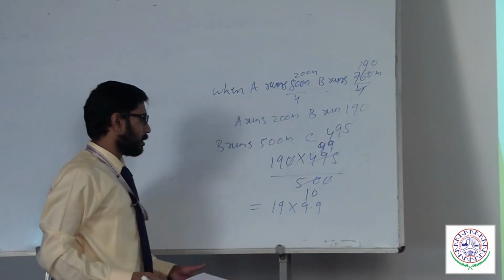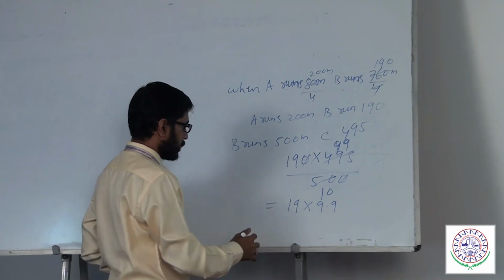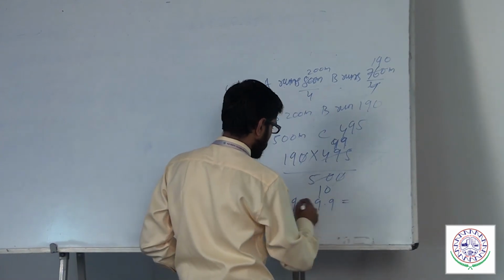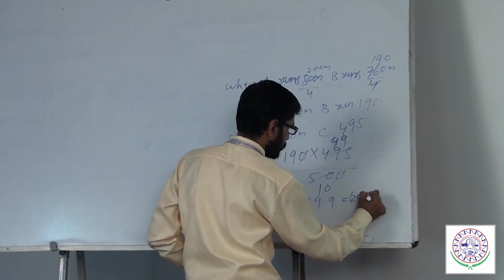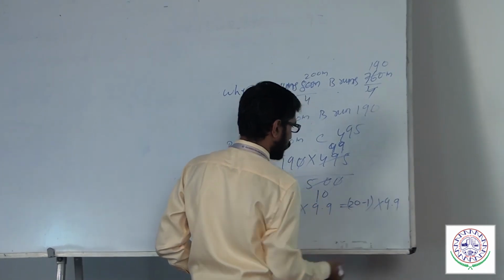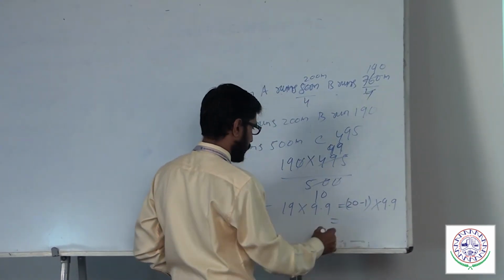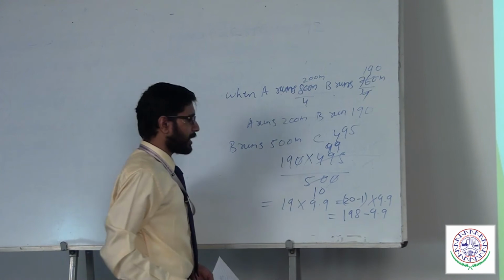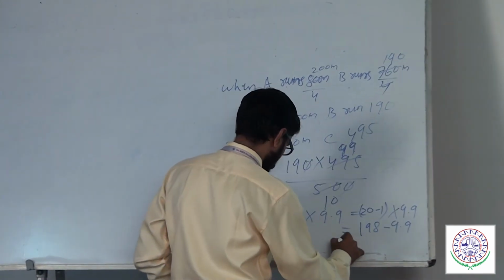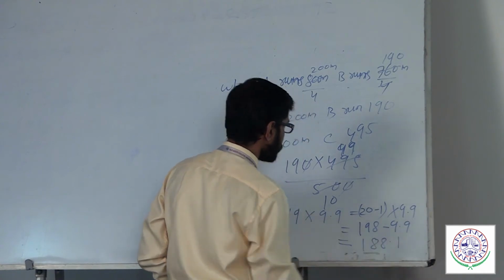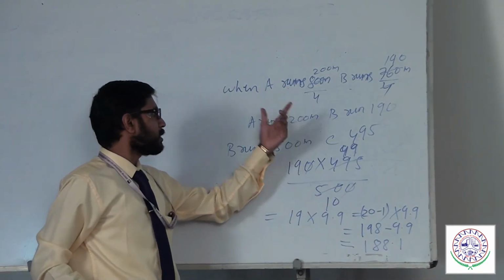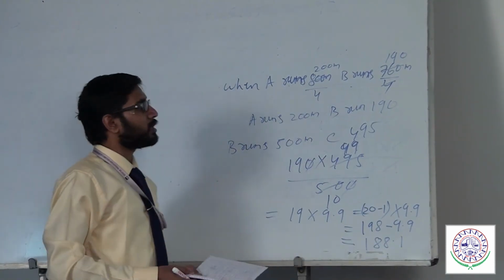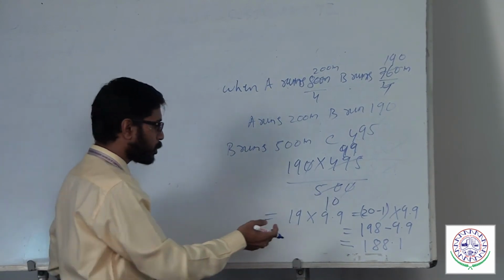So this is the value we get, and how do we simplify it? 19 into 9.9. Instead of doing this with 19, I can write it as 20 minus 1 into 9.9, because my calculation will be easy. So 9.9 into 20 is 198, minus 9.9. So 198 minus 9.9 comes out to be 188.1. So when A runs 200 meters, B runs 190 meters, and at the same time C will cover 188.1. They are asking by how much A will beat C, so we have almost arrived at the answer.